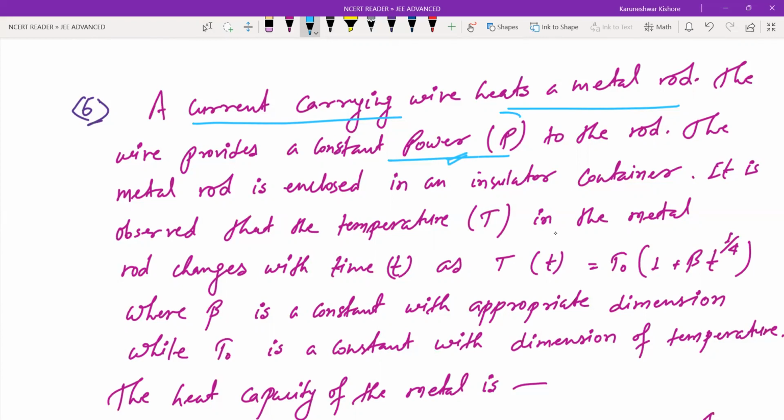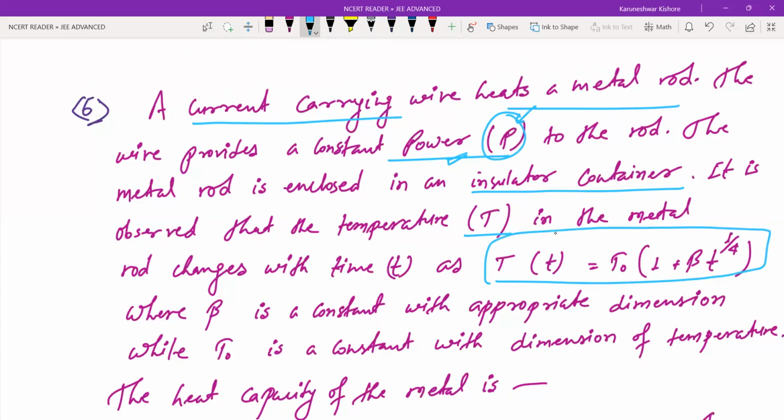So power here is constant, this is important. And the metal rod is enclosed in an insulated container. So wherever we have that metal rod enclosed in an insulated container, it is observed that the temperature T in the metal rod changes with the time t. So this is the temperature variation in the metal rod, what you can say.